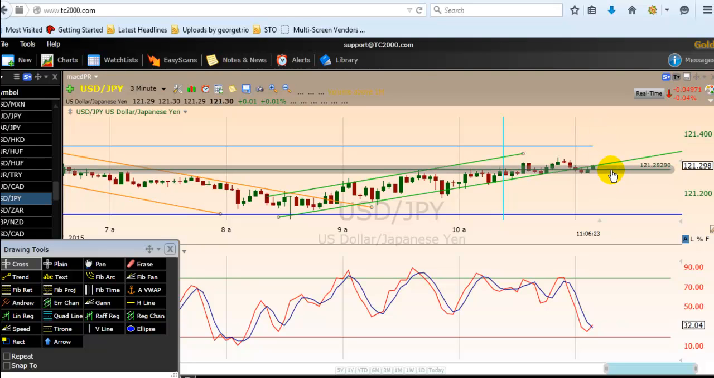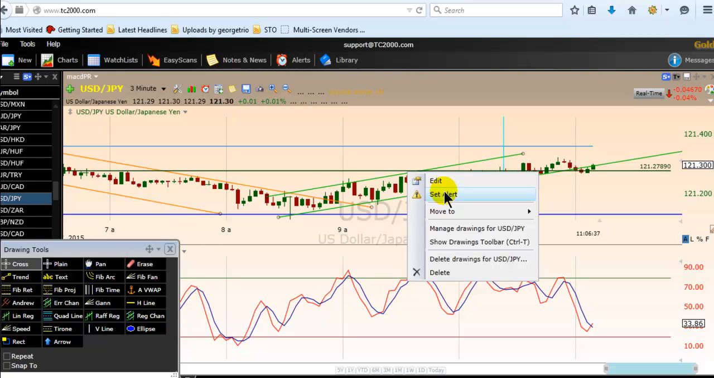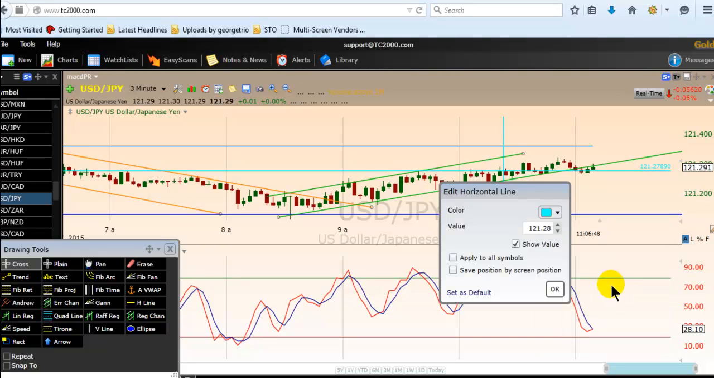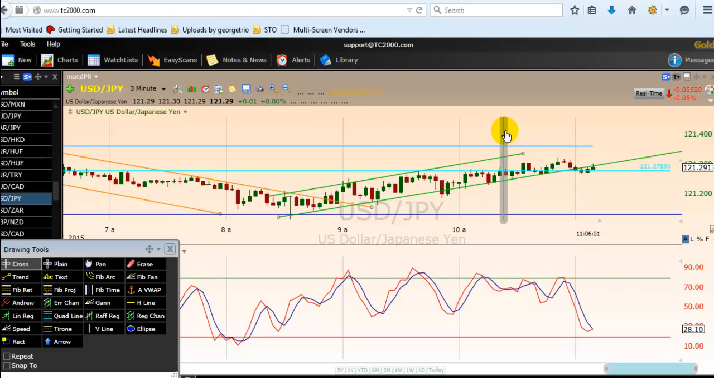Okay, as I show you, 121.27, right there. Okay, that's my entry point. I will color my entry point, which color, I'm running out of options now. I used blue, I will use turquoise, okay? I'll remove my vertical line when we pause the video. So this horizontal turquoise line, that's my entry point.